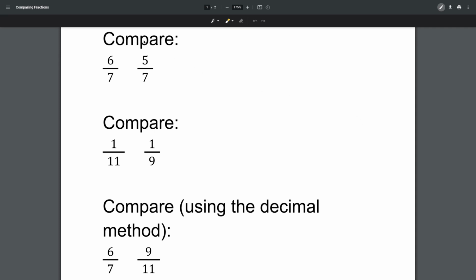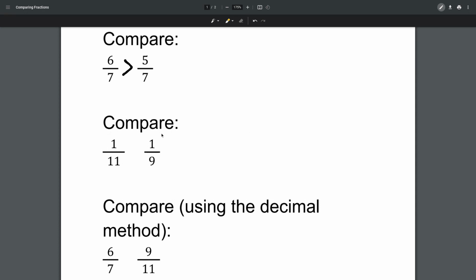Let's look at this first one. We're comparing 6/7 to 5/7. You'll note that both of these fractions have the same denominator, the same bottom part of the fraction, which is 7. Since the top part of the fraction is divided by the bottom part, we're going to look at the fraction with the larger top part, the larger numerator. In this case, 6/7 has the larger numerator. 6 is greater than 5, so 6/7 is going to be greater than 5/7.